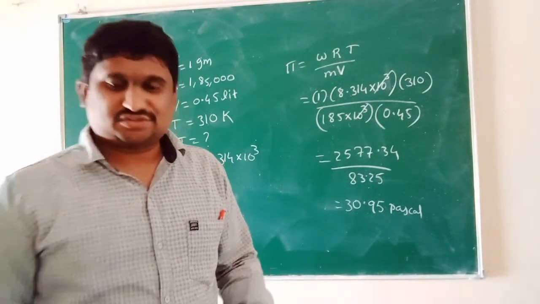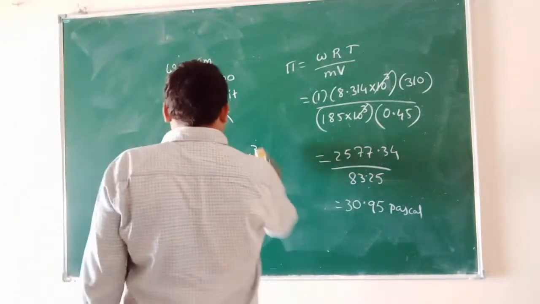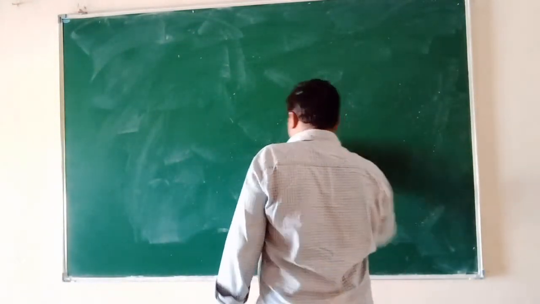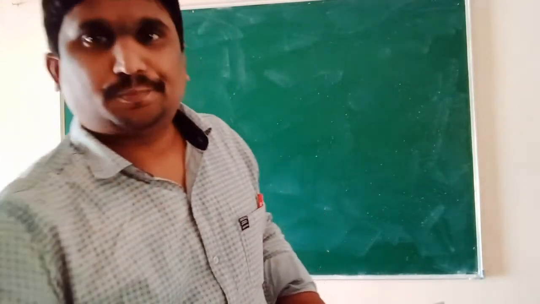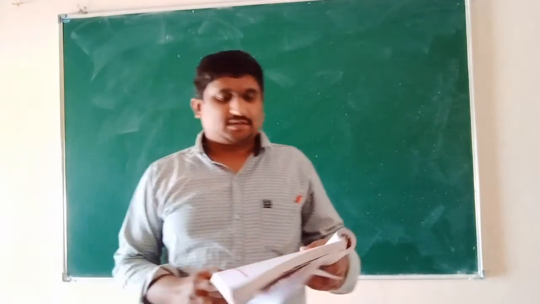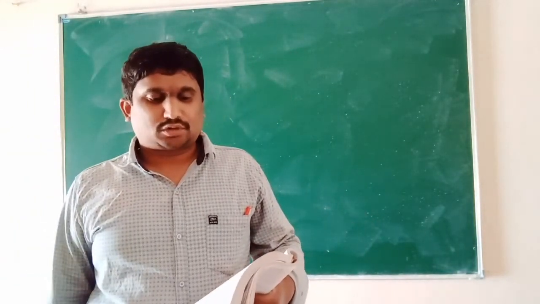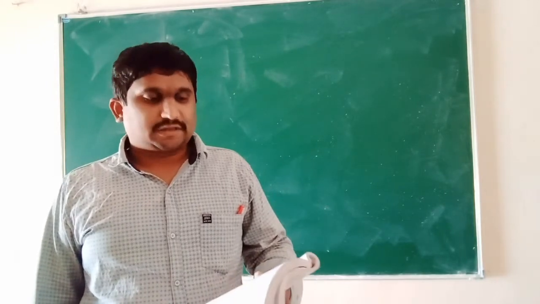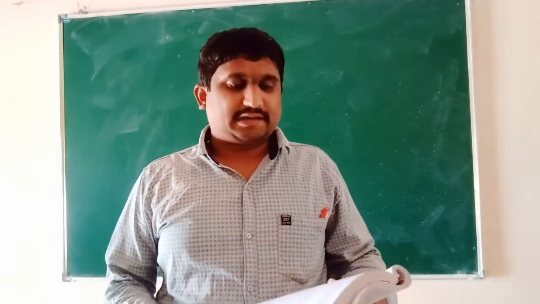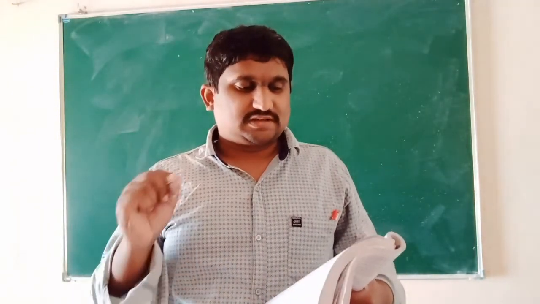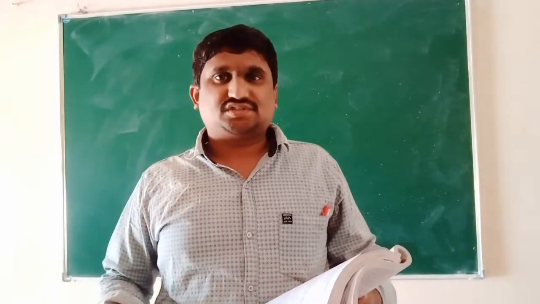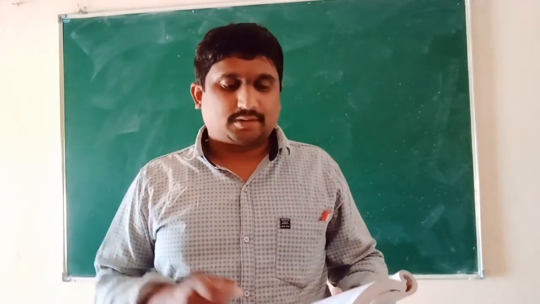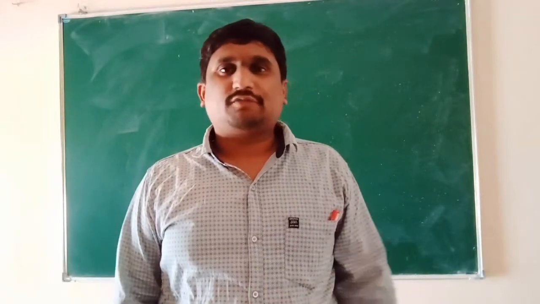Page number 61, question number 2.22. What is given is that at 300 Kelvin, 36 grams of glucose is present in 1 liter of its solution, having osmotic pressure of 4.98 bar. If the osmotic pressure is 1.52 bar, what will be its concentration?